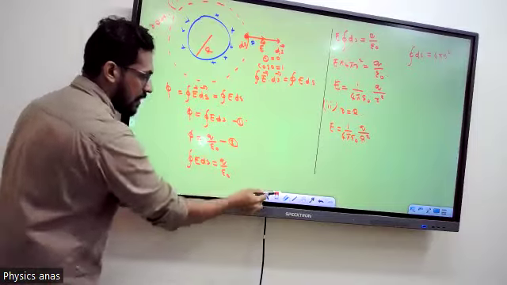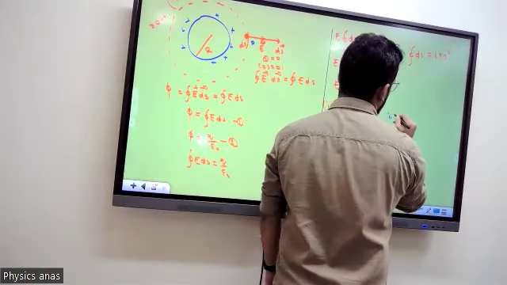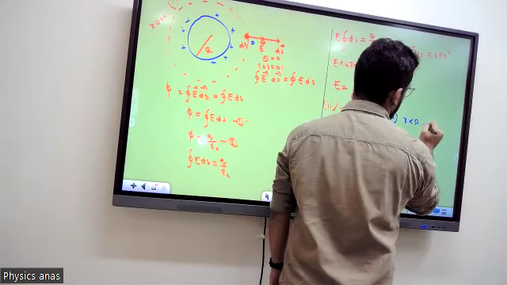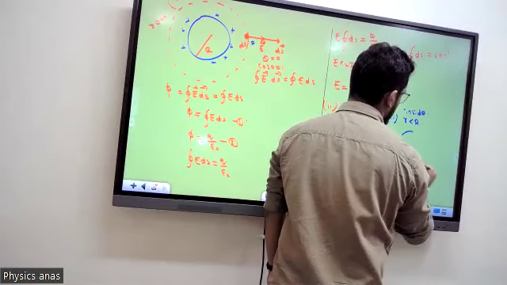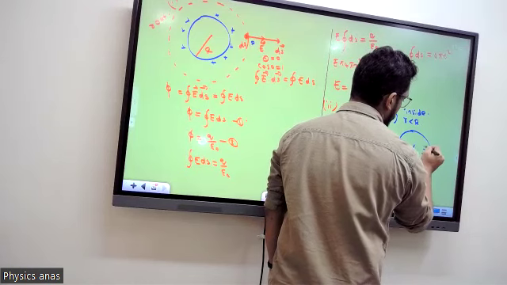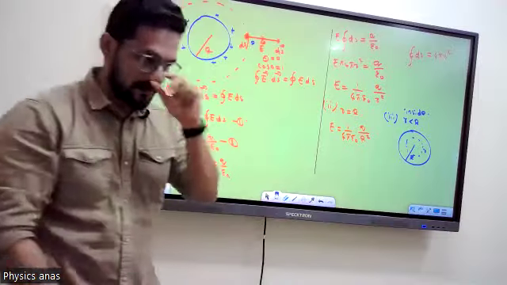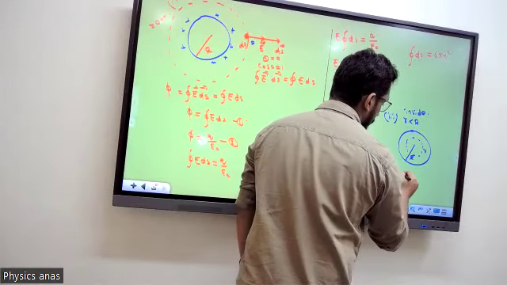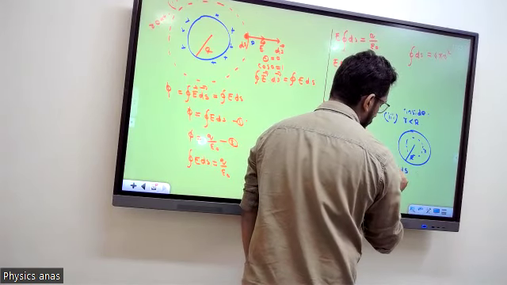Right? And now you have to consider the third case. What is the third case? If r is inside. If r is inside, this is our sphere, and you are taking r here. So the Gaussian surface will be in this shape. This is the Gaussian surface. How can you find it? Phi will be integral E ds.